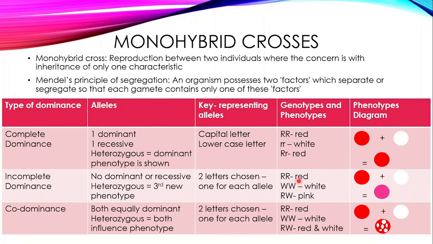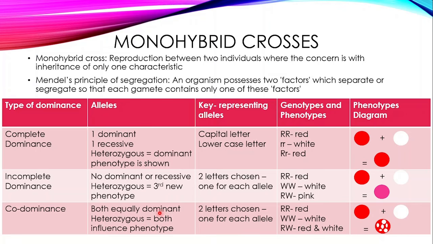So yeah, RR shows that it's red, and WW shows that it's white, and then in the heterozygous condition, RW, it makes a third new phenotype, which is a mixture of the two. It makes pink. So yeah, you can see red and white makes pink. Like basically colors. Green is made by blue and yellow, you know, those kinds of things. So it's a mixture of the two.